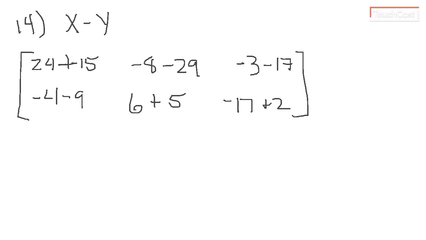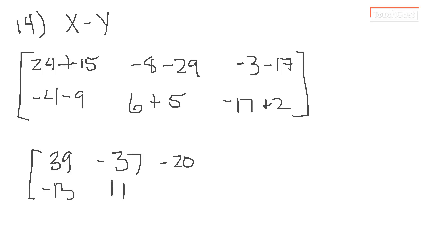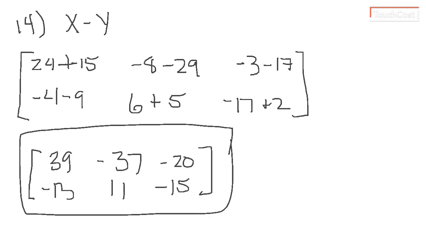Now we can combine them. So we're going to get, when we do our combining, 24 plus 15 is 39. Negative 8 minus 29 is negative 37. Negative 3 minus 17 is negative 20. We move down a row. Negative 4 minus 9 is negative 13. 6 plus 5 is 11. And negative 17 plus 2 is negative 15. So we are done with that matrix operation.